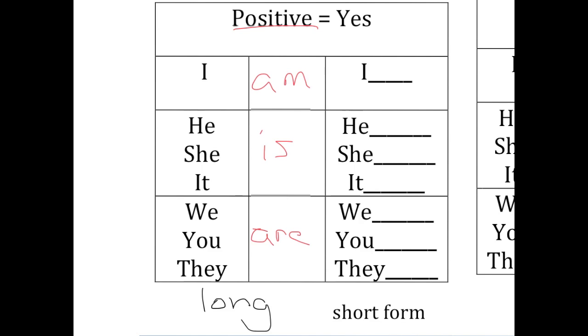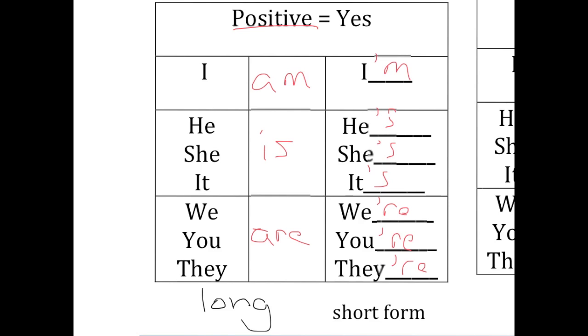Let's try it out. So I am becomes I'm. What we did was we took that A and we said delete. For he, she, it becomes he's, she's, and it's. Once again, we took that I, got rid of it. For we, you, they, are, we do we're, you're, and they're. And there we deleted the A.